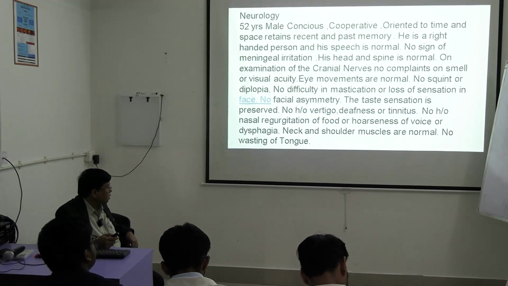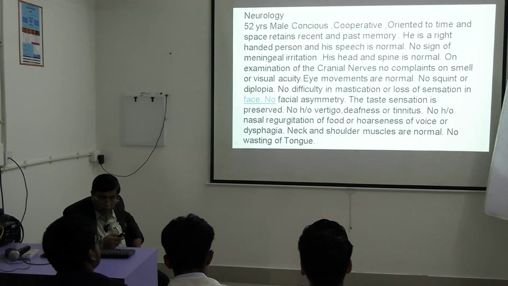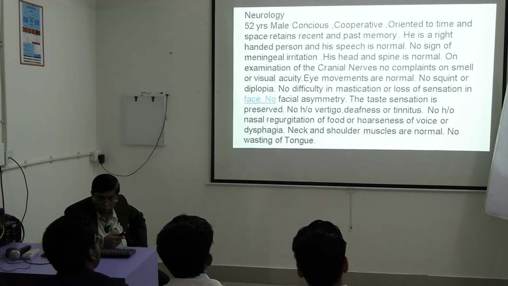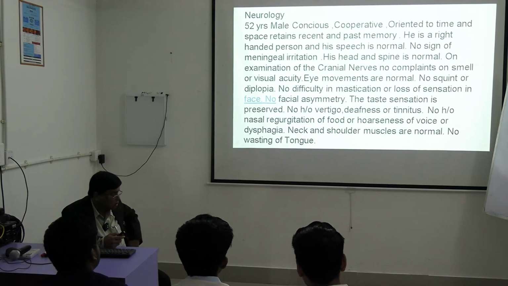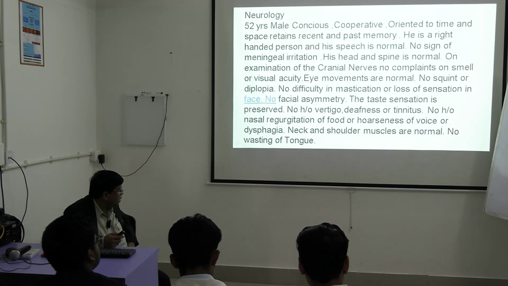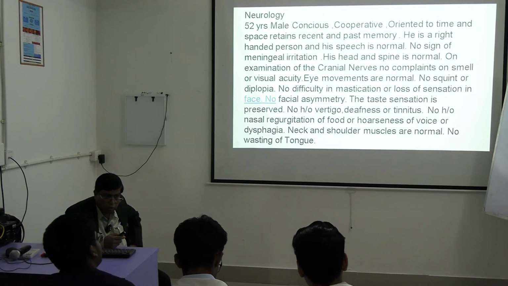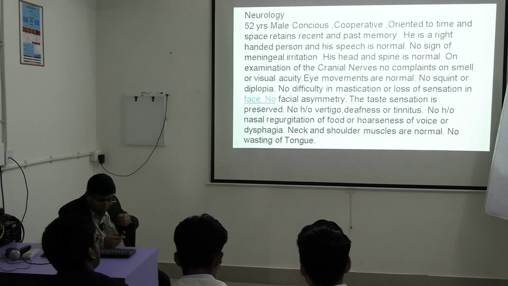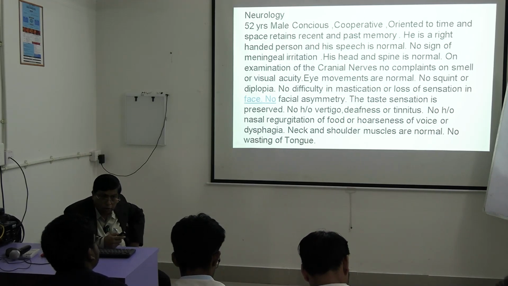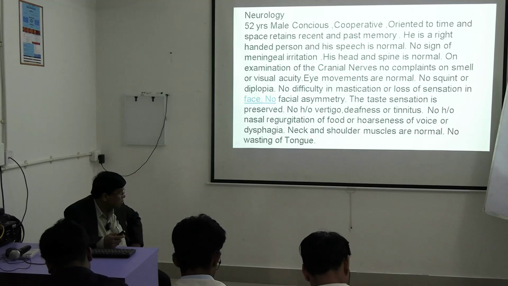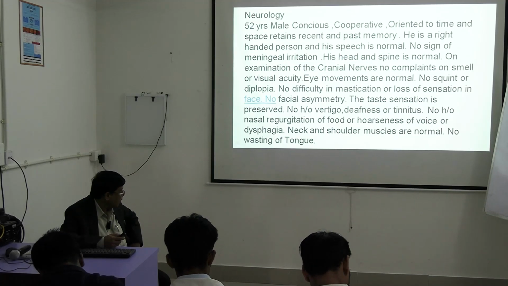Then there is no history of nasal regurgitation or hoarseness of voice. This is the glossopharyngeal nerve. What you examine on the glossopharyngeal nerve is whether there is any nasal regurgitation or not. So, food, hoarseness of voice and dysphagia. Neck and shoulder muscles are normal. Neck and shoulder muscles are supplied by what? By the accessory nerve. Accessory has 2 parts, the cranial accessory and spinal accessory. So the neck and shoulder muscles are supplied by the accessory nerve.